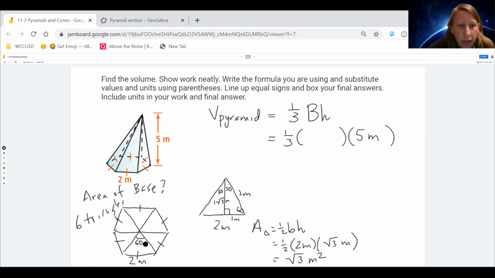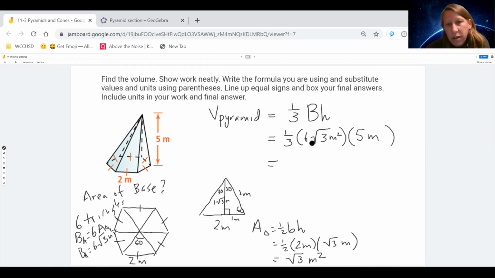How many of them do we have? We have 6. So the base area is going to be 6 times the area of the triangle. So we know it's going to be 6 times the square root of 3 meters squared. So I'm going to put that here. We got 6 times the square root of 3 meters squared. They're so nice to us.